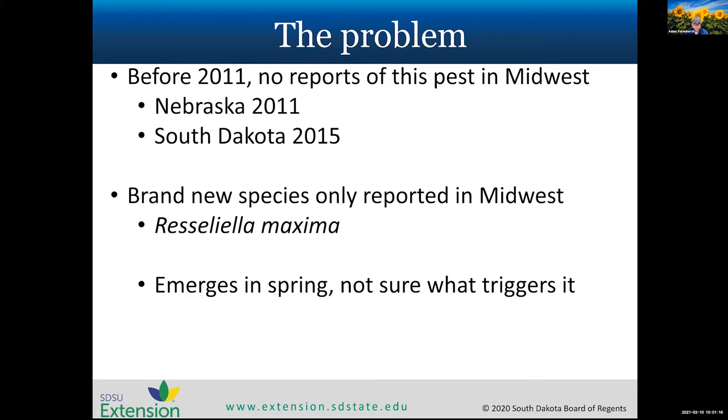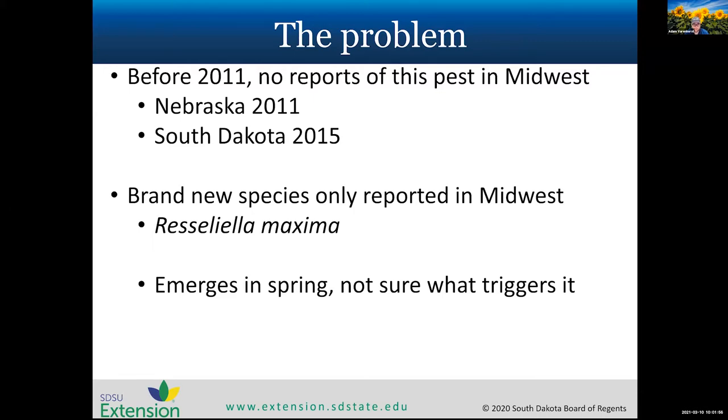But if we fast forward a few years, then we started seeing more and more issues with this pest. And so it became evident that, no, it's not just a pest that's getting into the plant due to injuries. Something else is going on. And in 2018 and 19, a lot of work was done on it. And we actually determined that it's a new species. So a researcher out of Nebraska led that charge and worked with some specialists. And they figured out that it's a new species, never been reported anywhere in the United States or the world, and its name is Resseliella maxima.